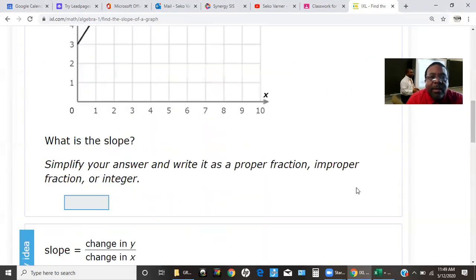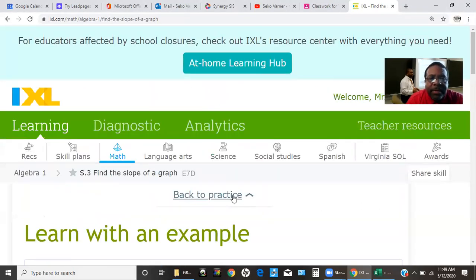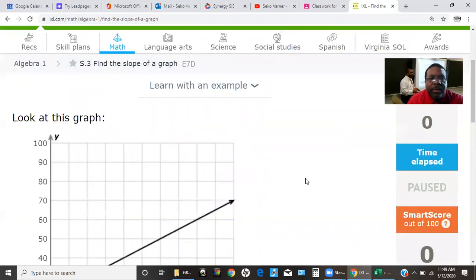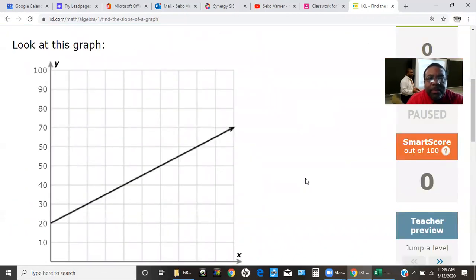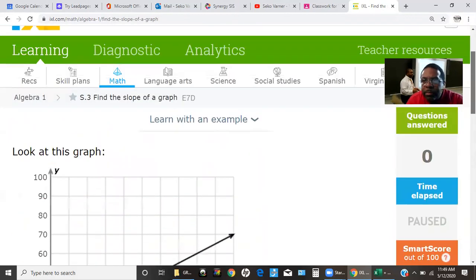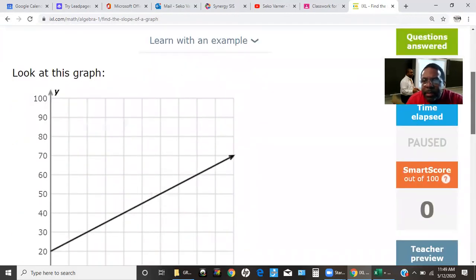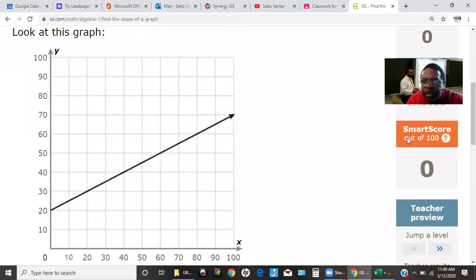So let's go back now. That was something to learn from, and now this is something that will get you some points. Right now I have 0 questions, 0 points. My SmartScore out of 100 is 0.